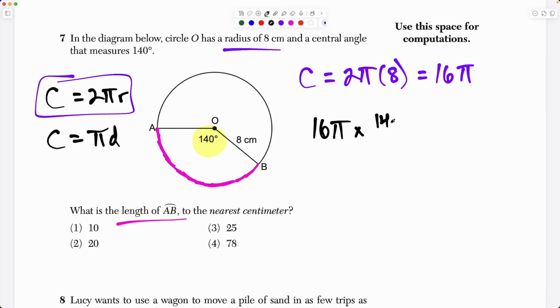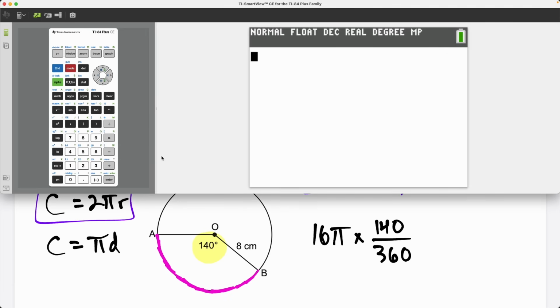We're taking 140 out of 360, okay, because a full spin is 360 degrees, but we're only going up to 140 degrees, so we're taking that much of the circumference. And now all we have to do is just work this out in the calculator. So we could just type this in.